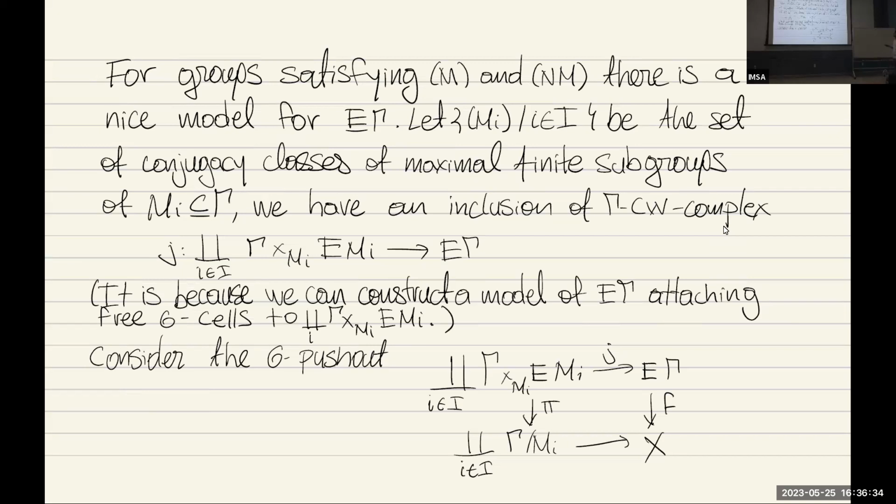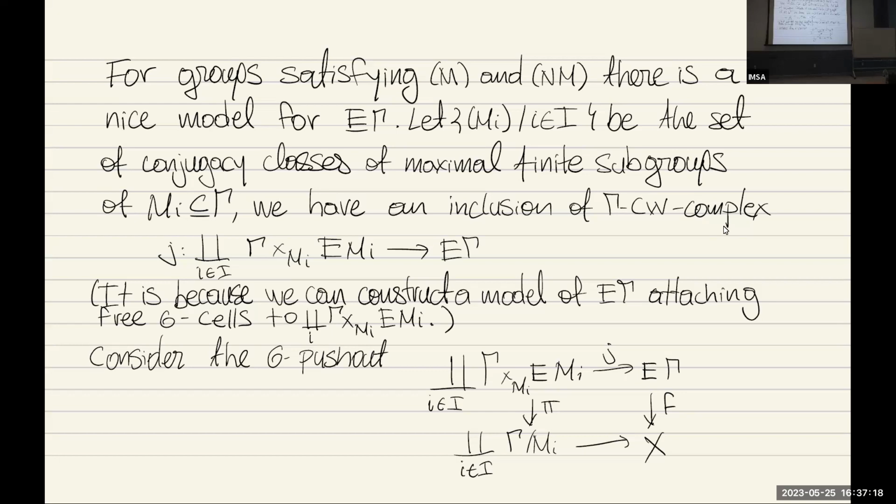For groups satisfying these two properties, M and NM, there is a nice model for E bar gamma. A nice model in terms of CW decomposition. It could be an explicit gamma CW decomposition, starting with a gamma CW decomposition of E gamma. What is the idea? The idea is that you could take MI via a set of representatives of the set of conjugacy classes of maximal finite subgroups of MI. Then we have an inclusion of gamma CW complexes.